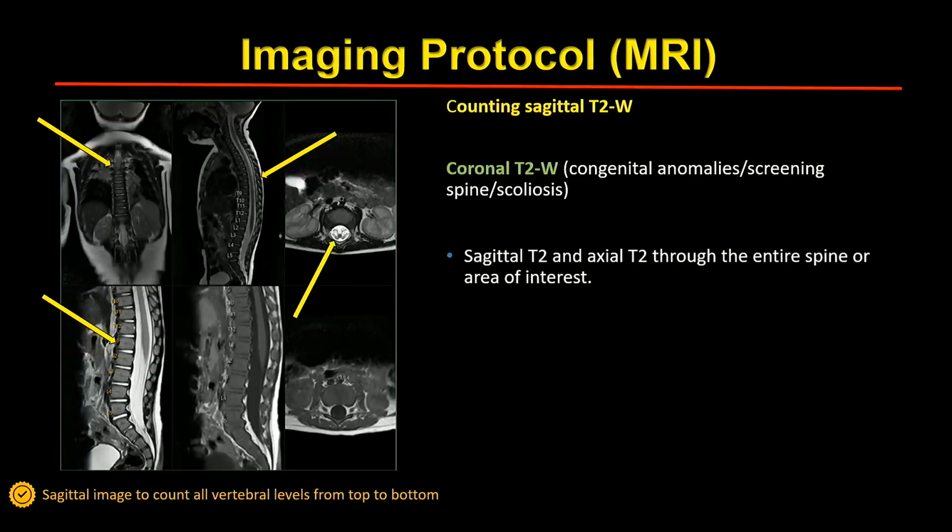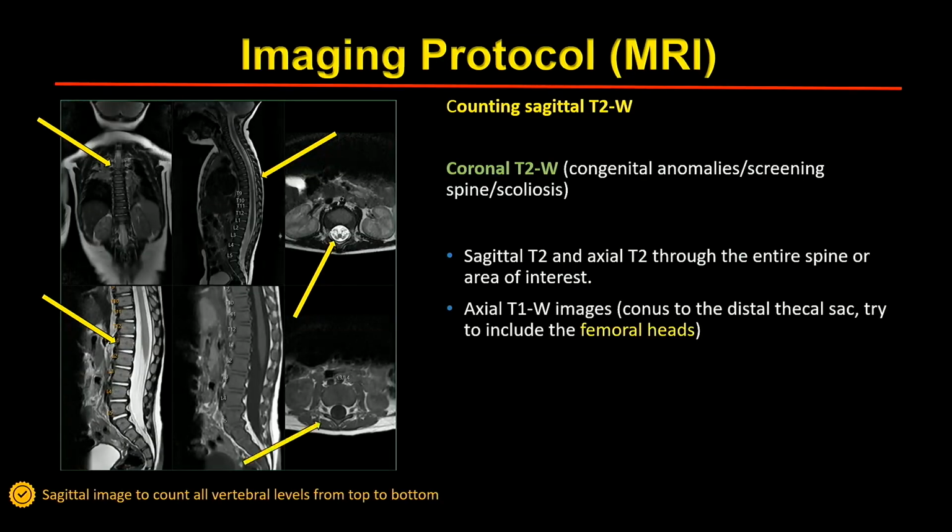Of course, all our spine protocols include the sagittal T2 and axial T2 through the entire spine, if you're doing total spine, or from the area of interest. Now, because we are adding the sagittal T2 and coronal T2, we have to save time, because spine imaging can be a very long procedure and these kids are sedated. What we do is we do not obtain axial T1 through the entire spine.